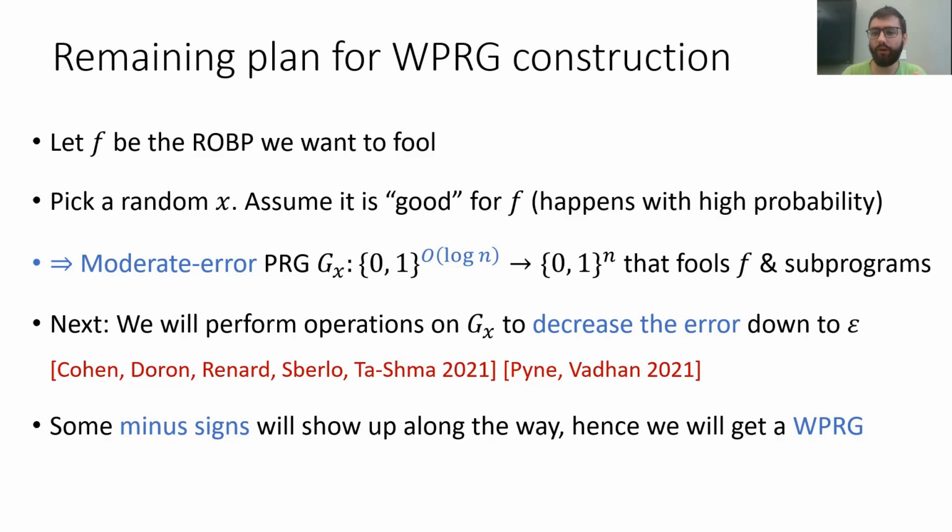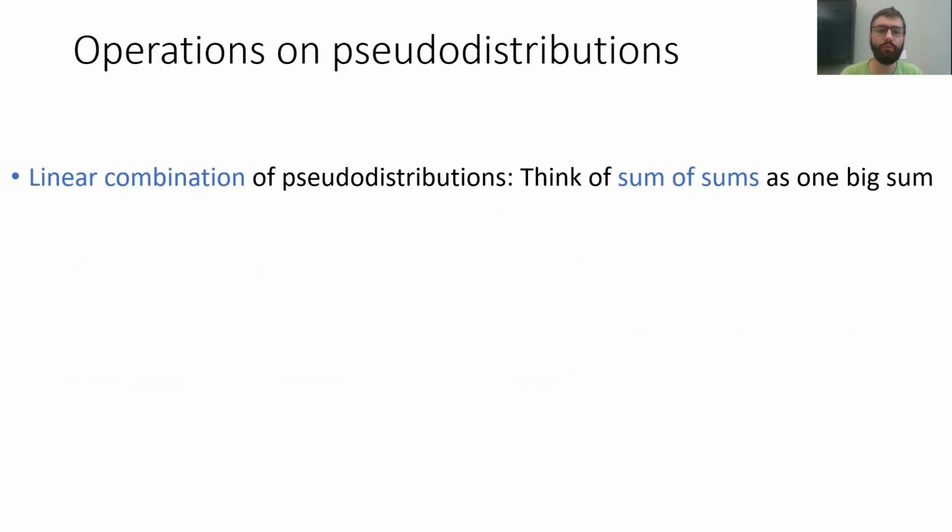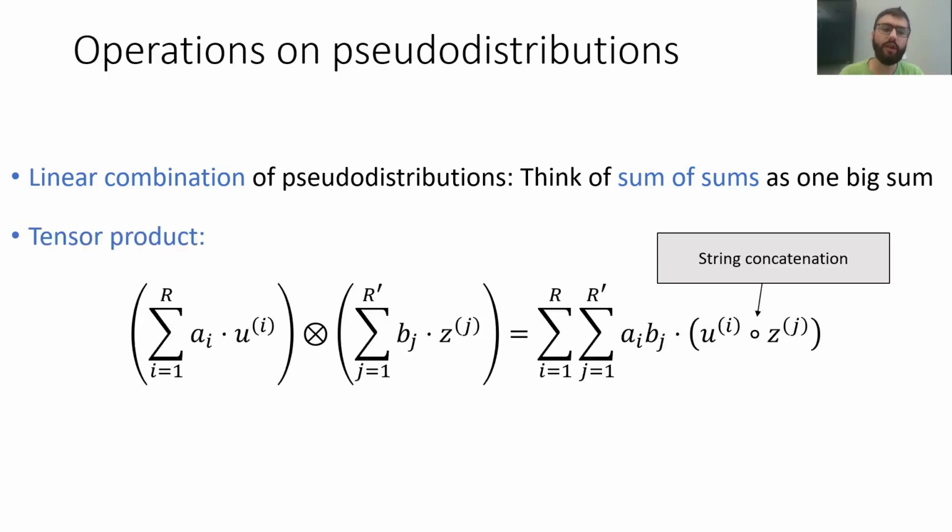So let me explain what these operations are. The operations are best understood as operations on pseudodistributions. Okay, well, if we have two pseudodistributions, of course, we can take a linear combination of pseudodistributions, right? Because a pseudodistribution is itself a linear combination. And of course, you can take a linear combination of linear combinations. Okay, and then the other operation is a tensor product. If you want to take the tensor product of two pseudodistributions, you do the double sum and then you multiply the pseudo probabilities and you concatenate the strings.